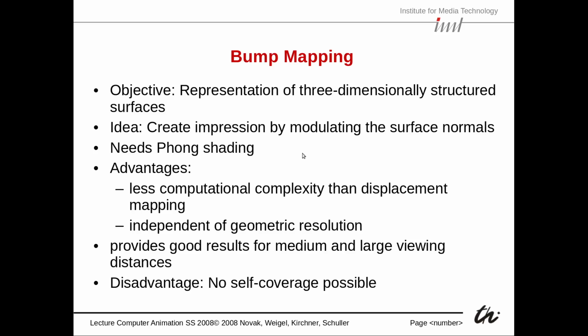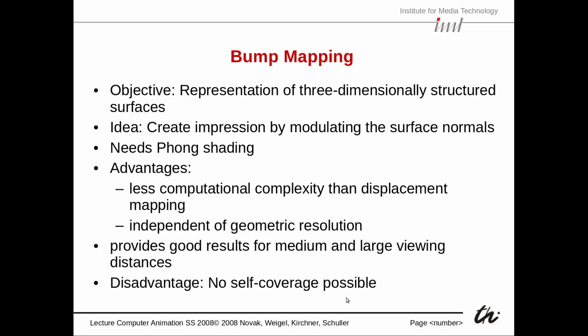What we do here is we just change the way that our virtual light is reflected from the surface. So it looks like there's a pattern on the surface by the way that the light is reflected. And we do that by changing the surface normals. The surface normals are determined to compute how light is reflected. And this can be done, for instance, with Phong shading. So it's kind of cheating. It just looks 3D, but it's not really 3D, but it has the advantage that it's much easier to compute. And hence it provides good results for medium and large viewing distances.